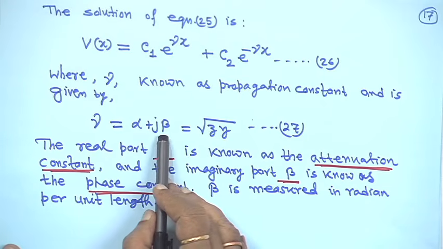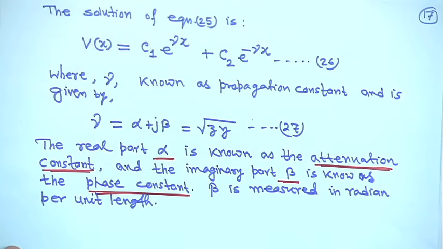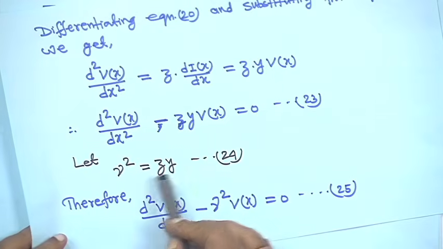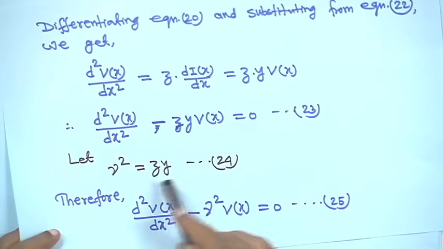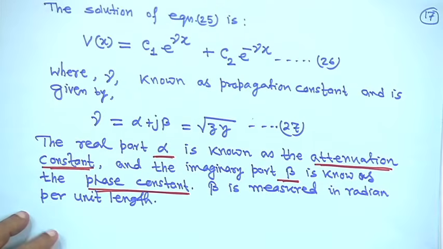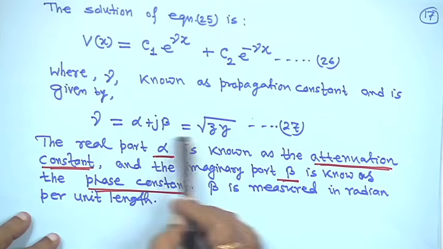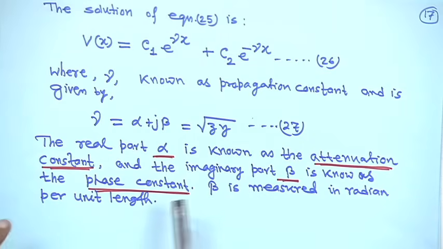gamma is equal to alpha plus j beta is equal to root over yz, because gamma square we have taken as zy. So, gamma is equal to alpha plus j beta is equal to root over zy. This is equation 27, it is called propagation constant. Now, the real part alpha is known as attenuation constant and the imaginary part beta is known as the phase constant, and beta is measured in radian per unit length. We will see later on alpha and beta, if a numerical comes, at that time we will see that.